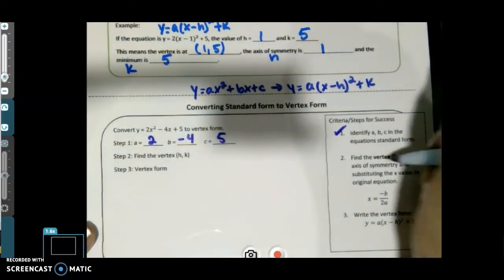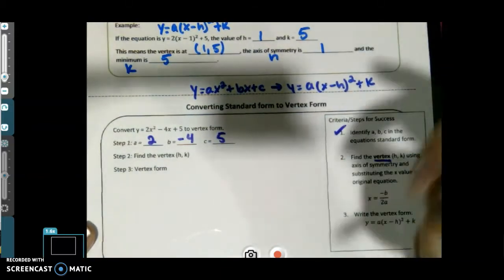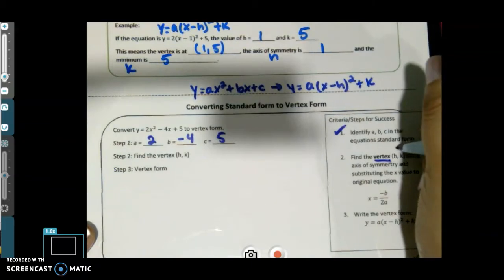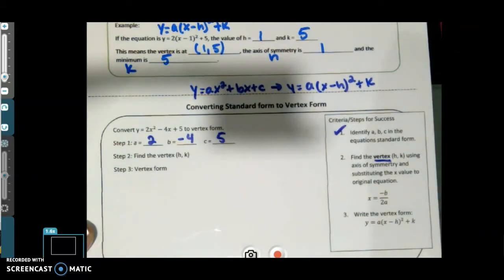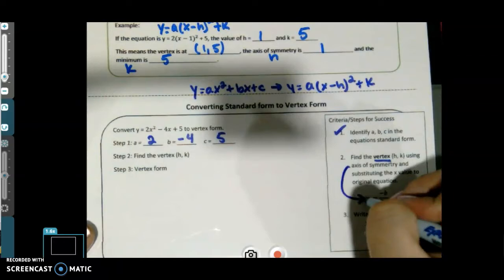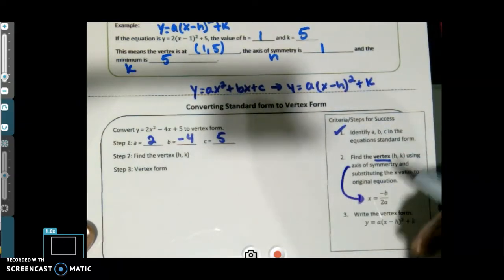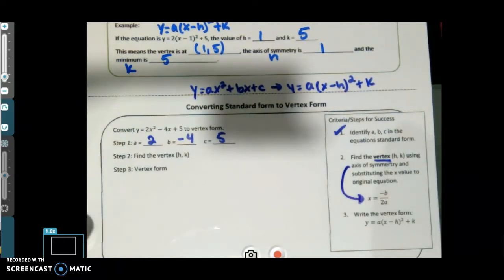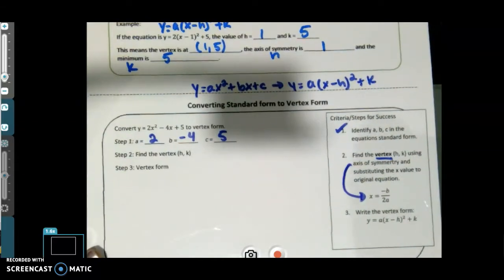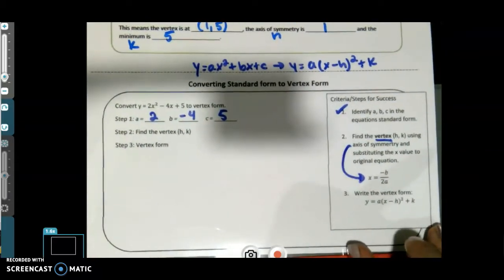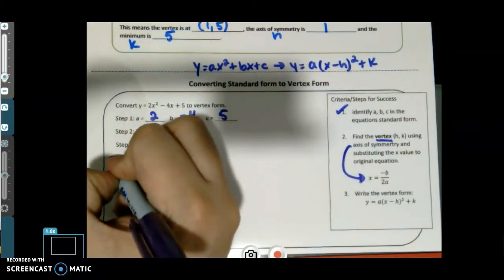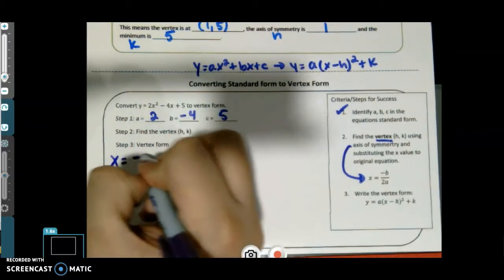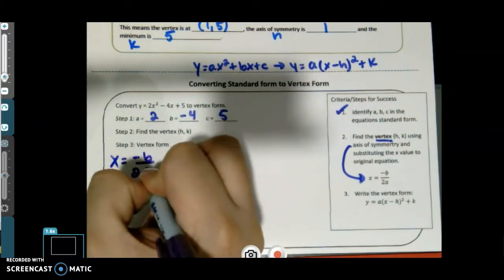Great. Now we got to find the vertex. That's step 2. So we got to find the h value and the k value by using the axis of symmetry formula, and we're going to substitute the x value into the original equation, which I'm going to show you how to do. Okay. So first off, let's find our axis of symmetry first. So the axis of symmetry is x equals -b over 2a.